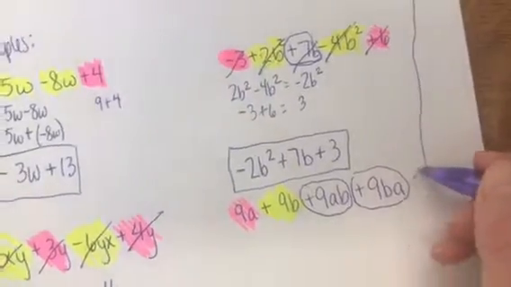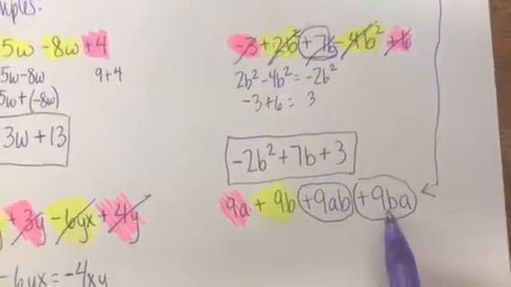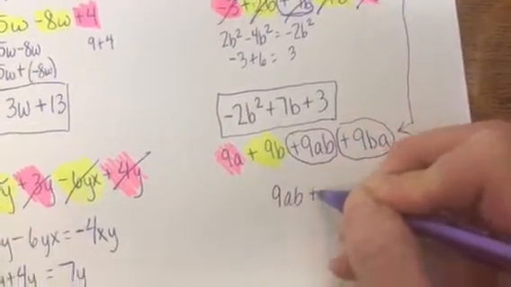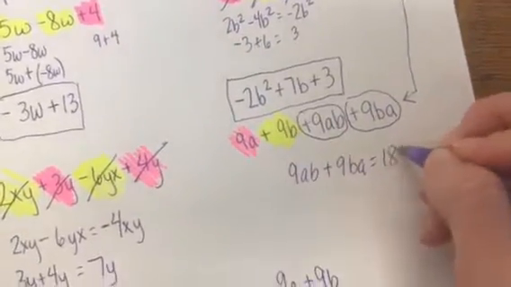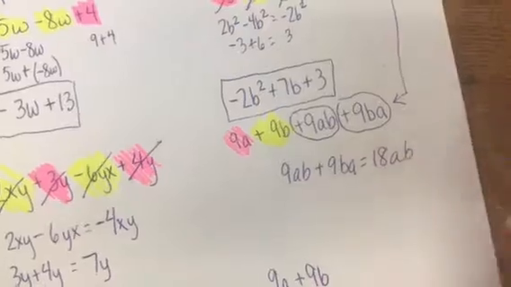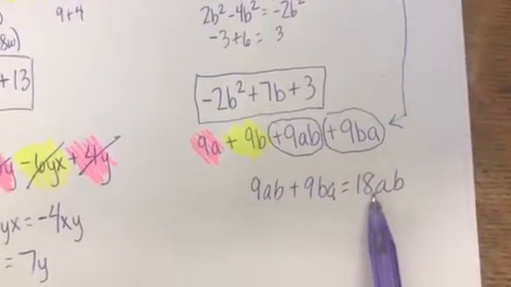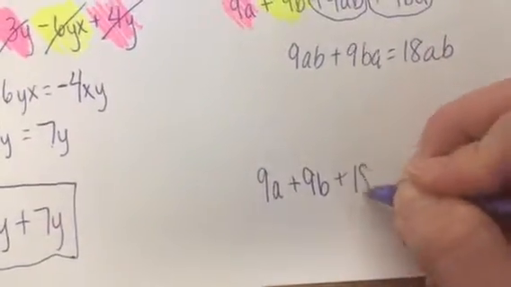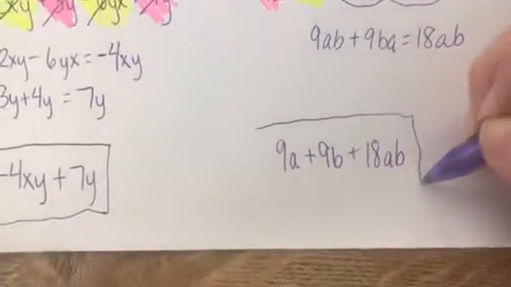So this 9 times a times b plus 9 times b times a, those can be combined. And 9 plus 9 is 18. And then using our standard practice of putting the variables in alphabetical order, I have 18ab. So I'm going to add 18ab. And that is my final expression.